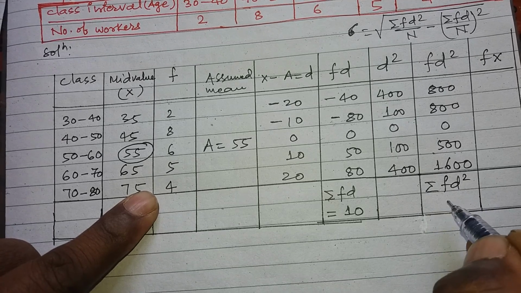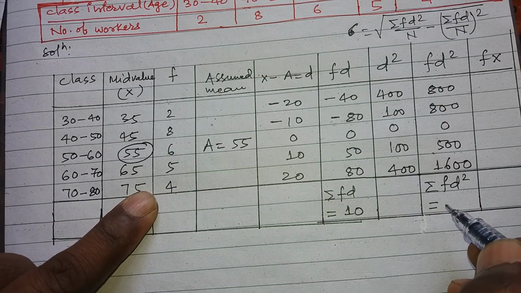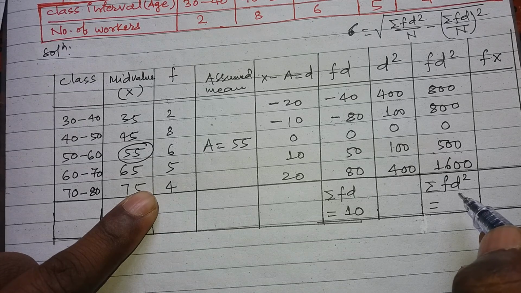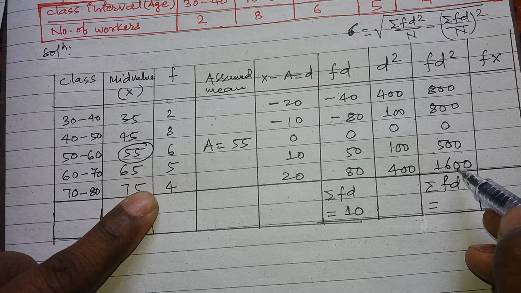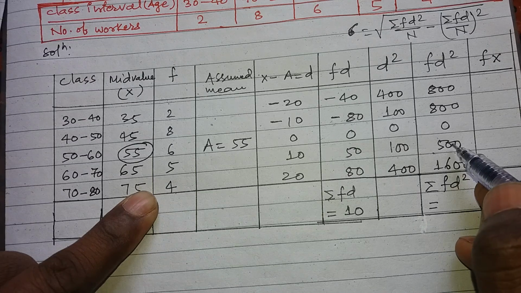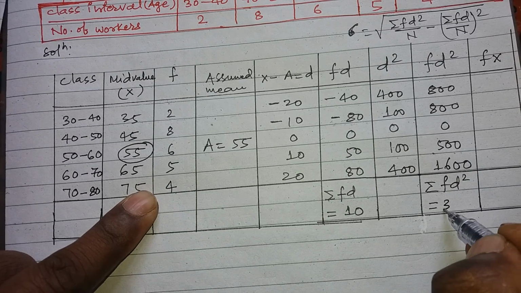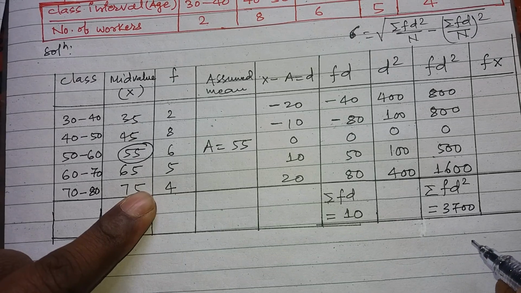So after summation, fd square is equal to, altogether, 800 plus 800 is 1600, 1600 plus 1600 is 3200, plus 500 is 3700. This is the summation.